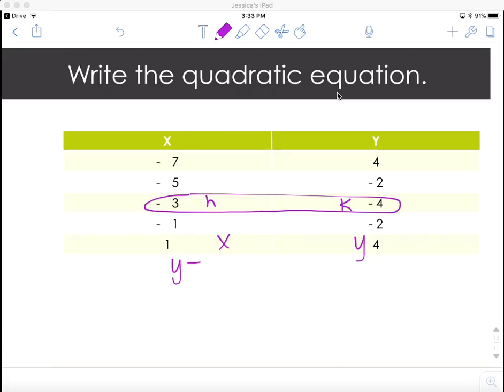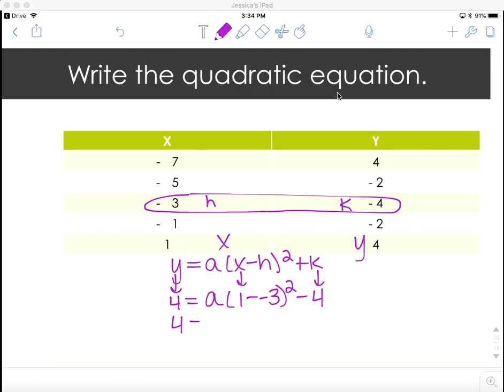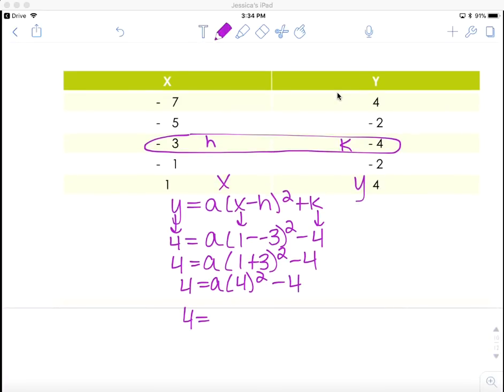So plugging this in, my y is 4. I don't know what a is. My x is 1. My h is negative 3. And my k is negative 4. Be careful. When you plug in negative 3, that becomes 1 plus 3. You have to be super careful with your signs. Well, 1 plus 3 is 4. And 4 squared makes that 16a.